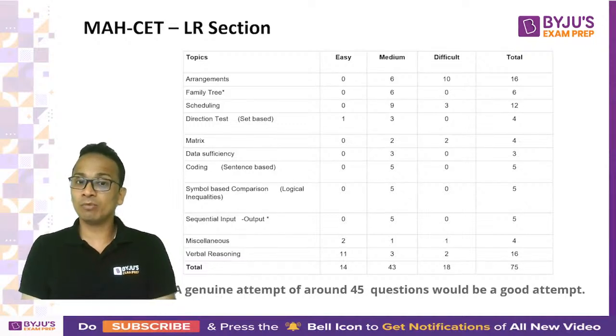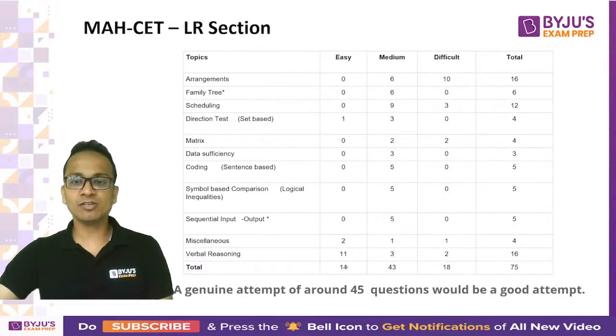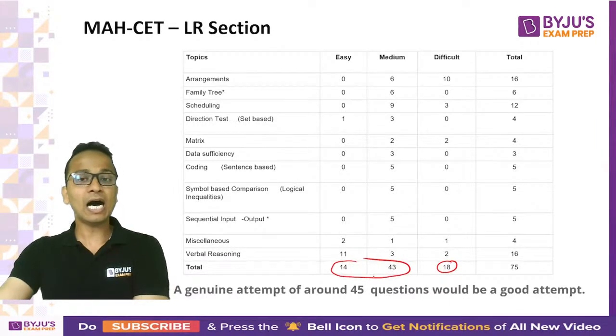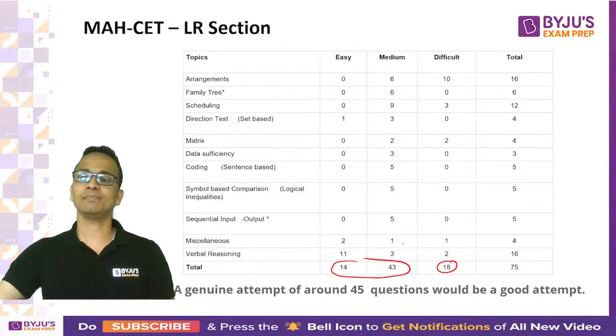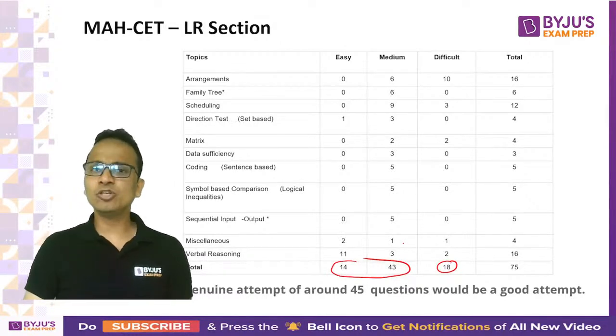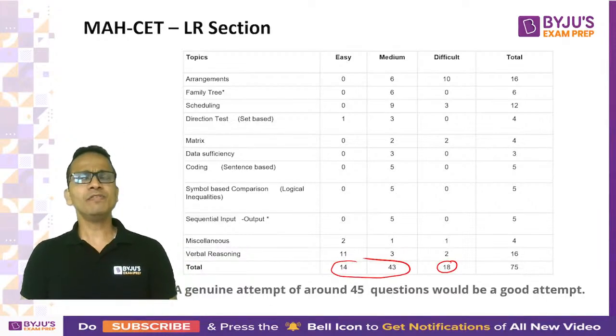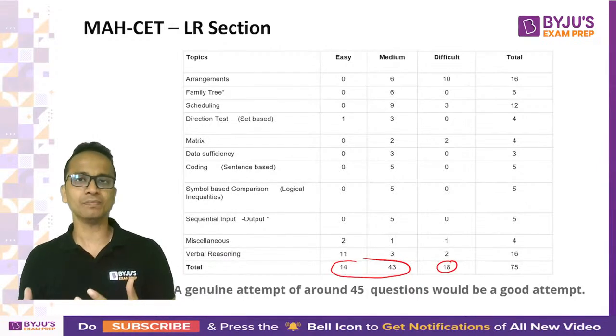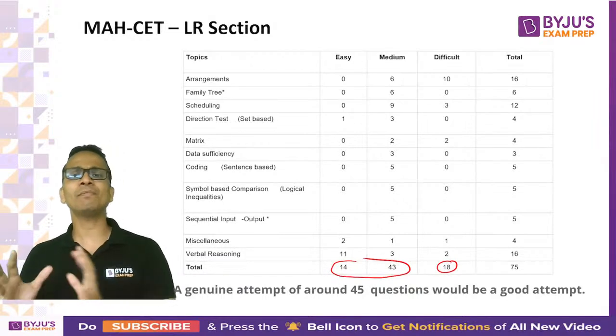LR has a good number of questions. We have 75 questions in LR. After the analysis of this examination, I could find only 18 questions in a higher level of difficulty. So how many are these? 57 questions are in the range of easy to medium. Now, if we have easy questions in logical reasoning, we will take somewhere around 30 to 45 seconds to finish those questions. Questions of medium level of difficulty will require slightly above 1 minute to finish.